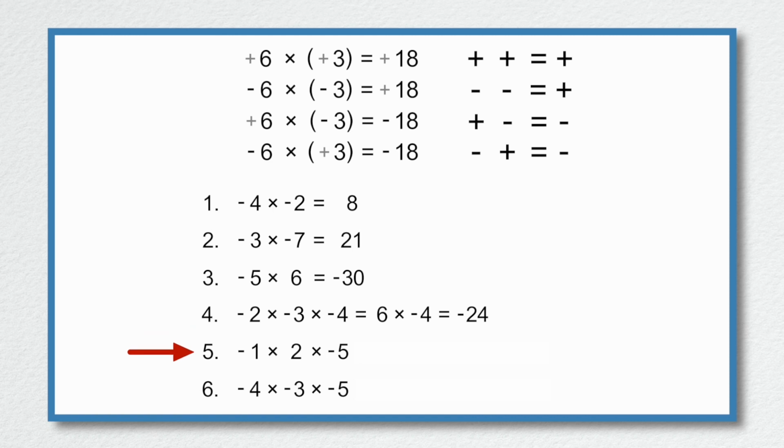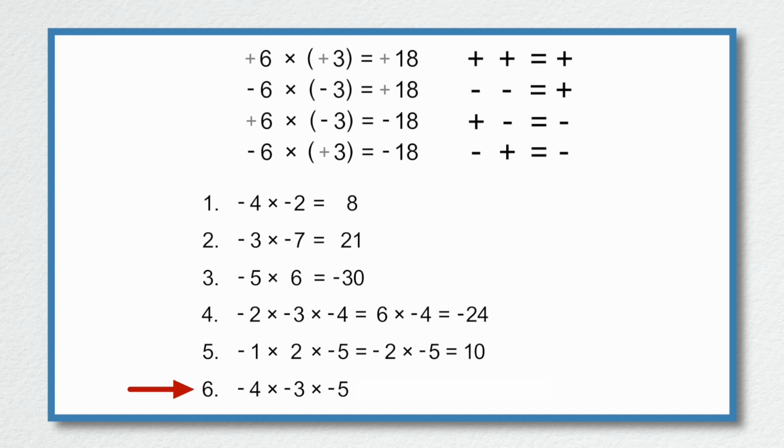For question 5, we have negative 1 multiplied by 2 multiplied by negative 5. Well, 1 multiplied by 2 multiplied by 5 is equal to 10. But we have a negative multiplied by a positive multiplied by a negative. Well, the overall effect is going to be a positive answer. So the answer to this question is positive 10, or 10.